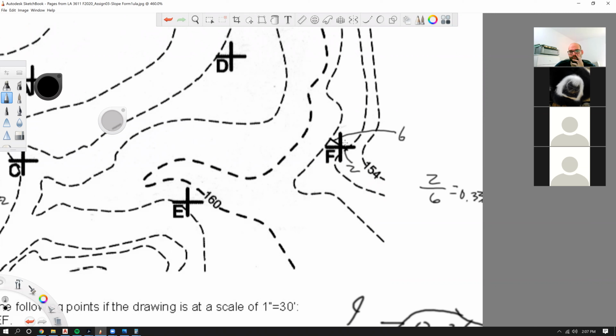But since there's 2 feet between each contour, we need to double this number that we came up with. So this is 154, the next one's 156, so we're going to take 156 and add the 0.66, this number doubled, to give us 156.66, and that is F.